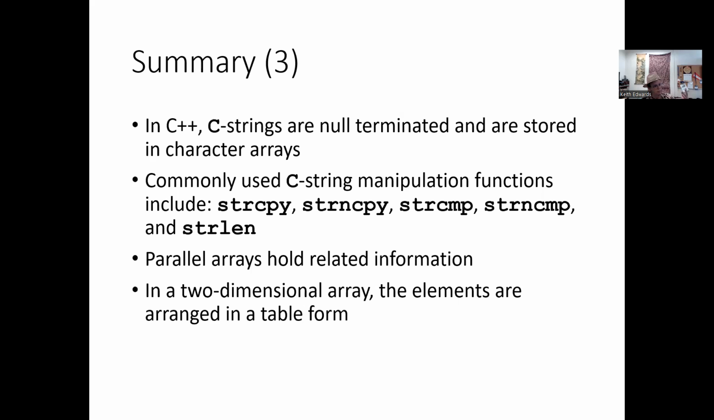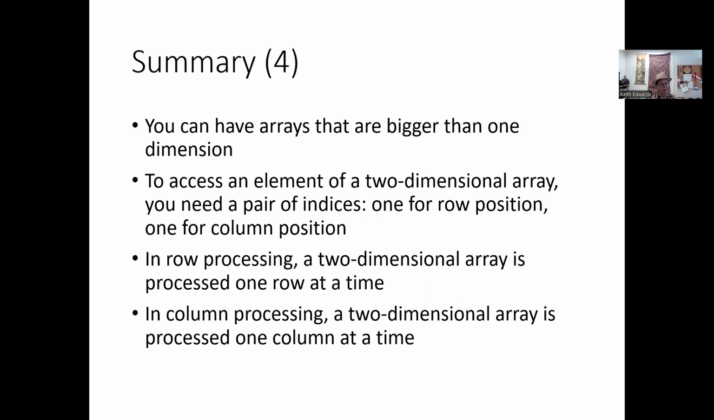Two-dimensional arrays, the elements can be arranged in table form, and you can have arrays that are even bigger than 1 or 2 dimensions. For a two-dimensional array, you need the pair of indices, one for row and one for column. And in row processing, the two-dimensional array is processed one row at a time. In column processing, the two-dimensional array is processed one column at a time. So you can do them either by rows or by columns.